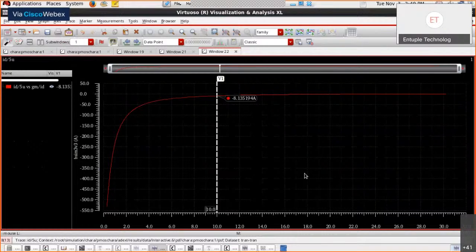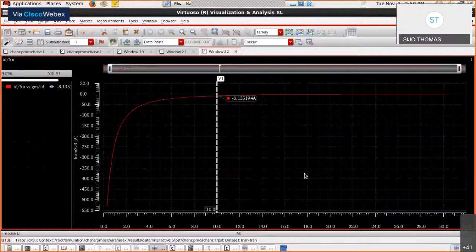Okay, so from a gm over ID value of 10, I get a current density of approximately 8. Forget that negative sign. I'm getting a negative sign there in the graph because CJ has plotted ID rather than IS. You can see that here, right? All y-axis numbers are negative.